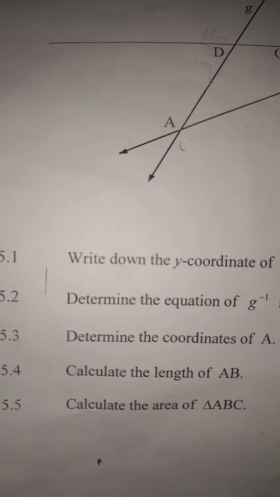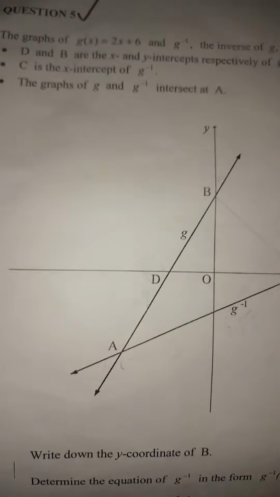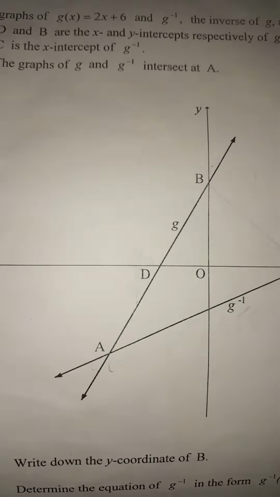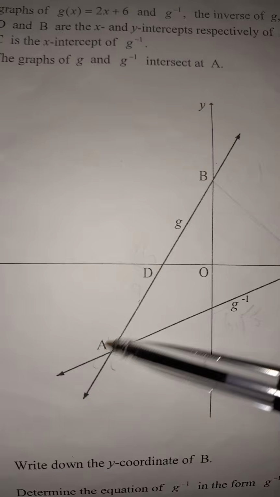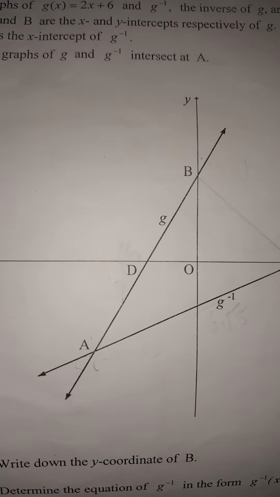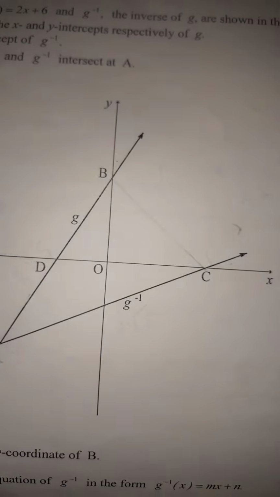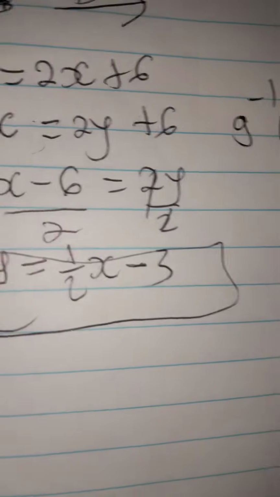So let's go to 5.3. Determine the coordinates of A. We were told from the statement that this is where both graphs intersect, so this is a point of intersection. When it's a point of intersection, you're going to equate both graphs, meaning the graph of the original and the graph of the inverse will be equated together.